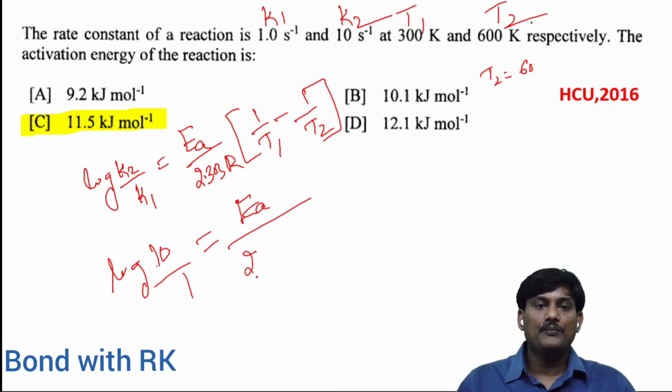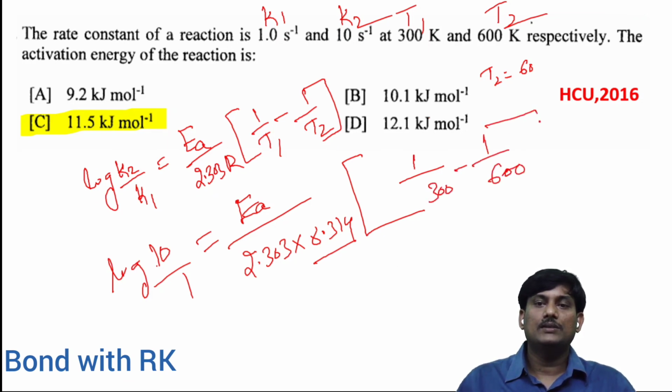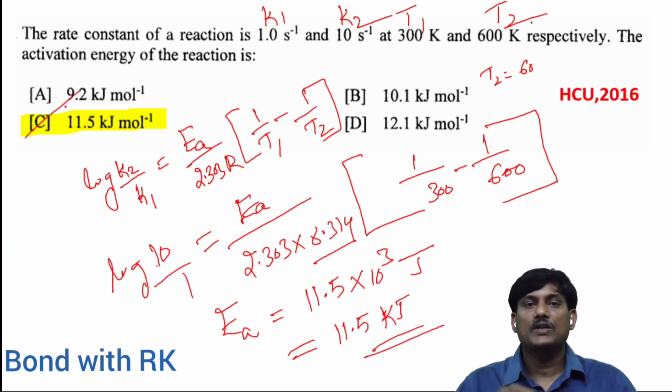So you have to take 2.303 into 8.314, this is in joules, and 1 by T1, T1 is 300, minus 1 by 600. After simplification, you will get Ea is equal to something like 11.5 into 10 cube joules. So it will be equal to 11.5 kilojoules. So C is the correct option.